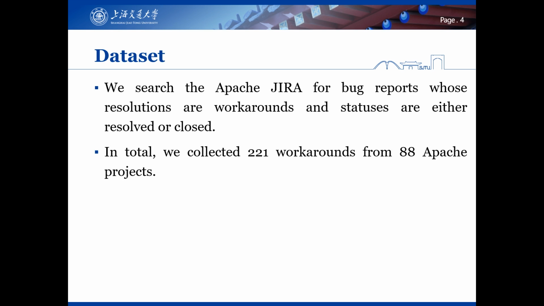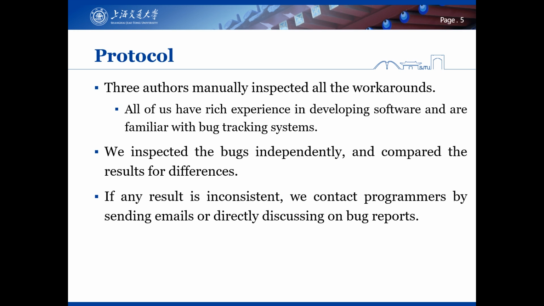We searched Apache Java for bug reports whose resolutions are workarounds and statuses are either resolved or closed. In this way, we collected 221 workarounds from 88 Apache projects. This is our protocol. 3 authors manually inspected all the workarounds. We inspected the bugs independently and compared the results for differences. If any result is inconsistent, we contact programmers by sending emails or directly discussing on bug reports.